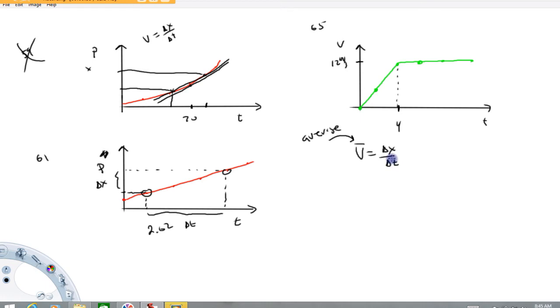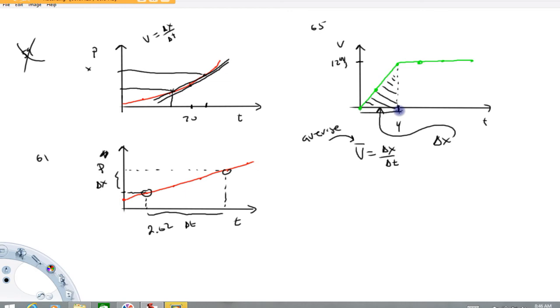The delta x is not directly given, but you can calculate it in this problem from this area right here. Remember from class that the area under a velocity graph gives the delta x, or the change in position. So you're going to get that from that area. It's a triangular area. The delta t is 4 seconds, and that should get you through the problem.